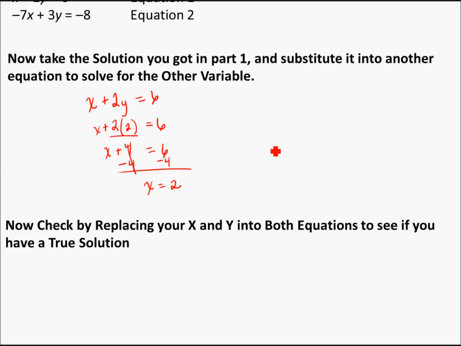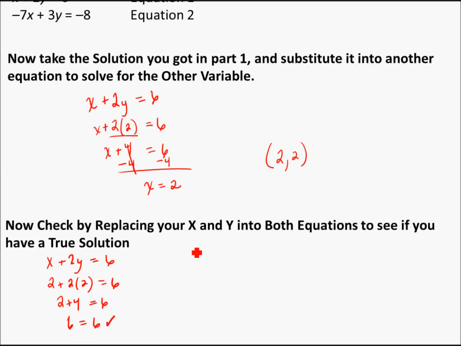So now I have a solution. I have an ordered pair (2, 2). And I can check that in both equations to see if it gives me a true statement. 2 plus 2 times 2 equals 6. 2 plus 4 equals 6. 6 equals 6. It checks.